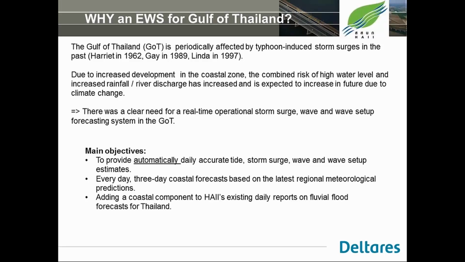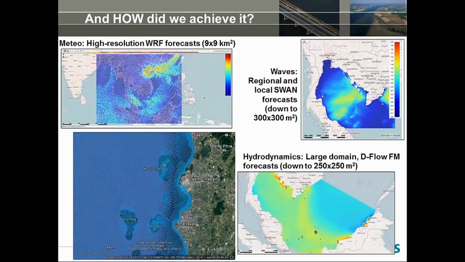This led to a clear need for such an operational forecasting system, and we list below the main objectives. We wanted an automatic system to provide daily accurate tide, storm surge, wave and wave setup estimates. These are produced with a 3-day forecast horizon based on the latest regional meteorological prediction every time. And this is adding to the existing products by HAII, which already covered fluvial flood forecasts and other natural hazards predictions. How did we achieve this?